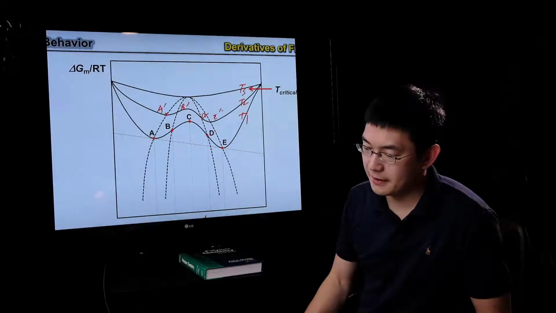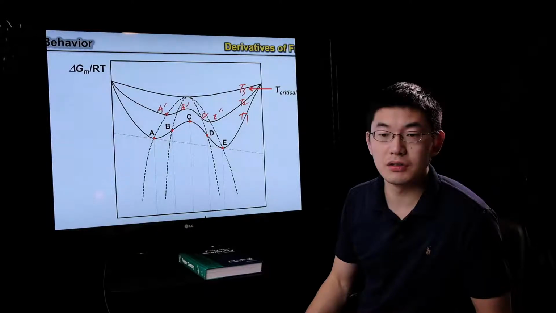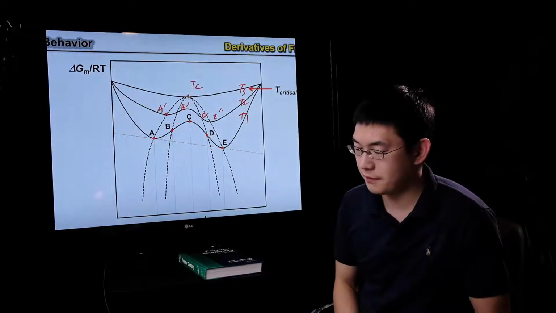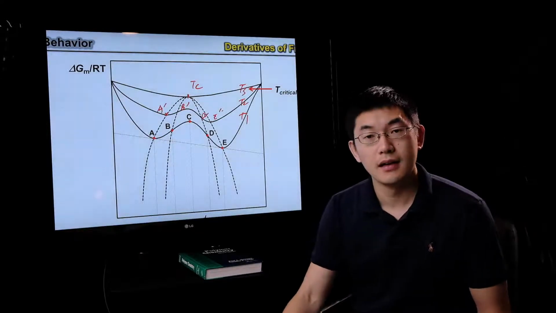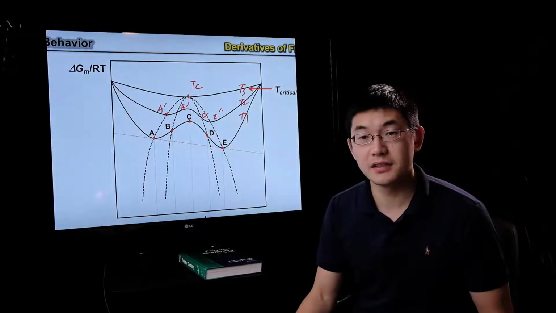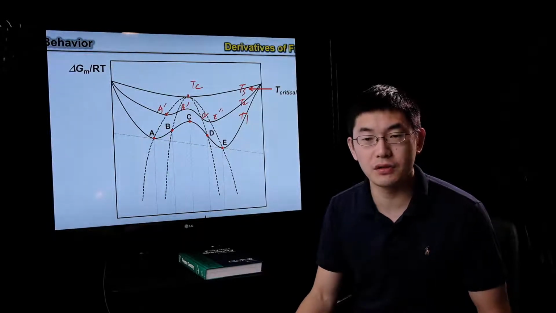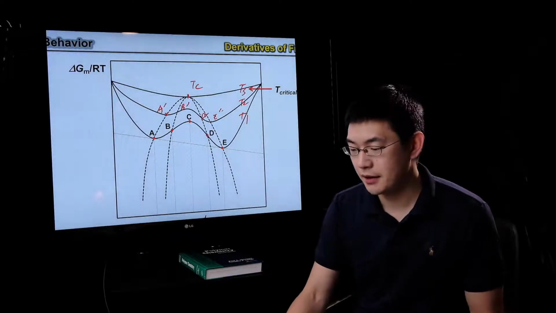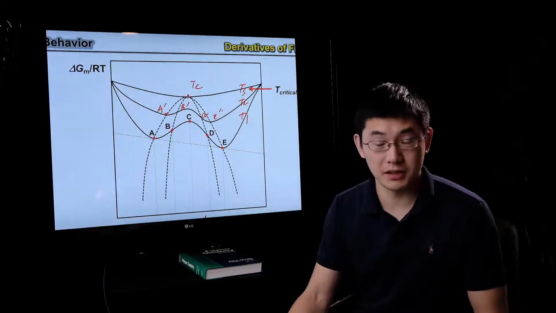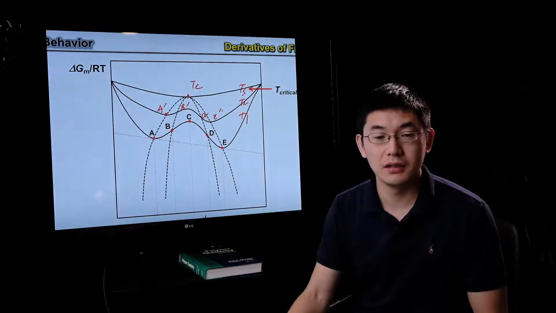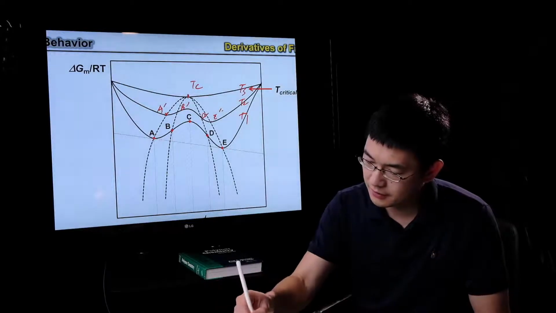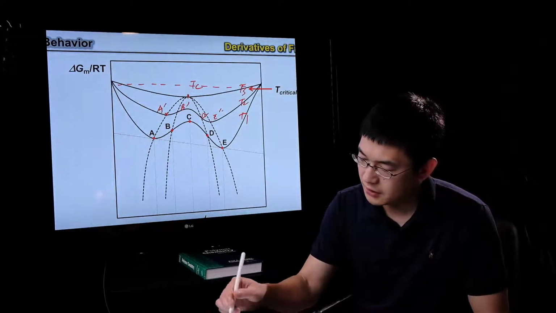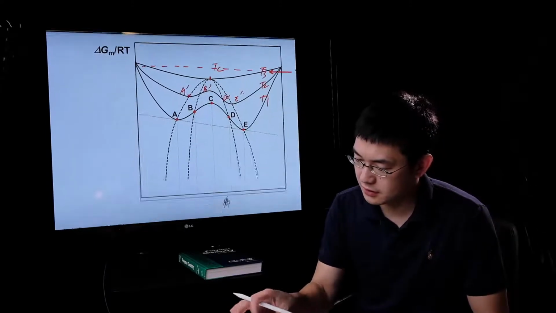Now, the second question we want to address today is there's a couple of unique points. The first one we want to talk about is what is Tc, the critical temperature. The critical temperature is defined as the temperature above which your material system will always be mixed. Okay, so in this scenario, no matter what composition you put in here, if we draw a line horizontally, we can see it's always going to stay in the one phase case.